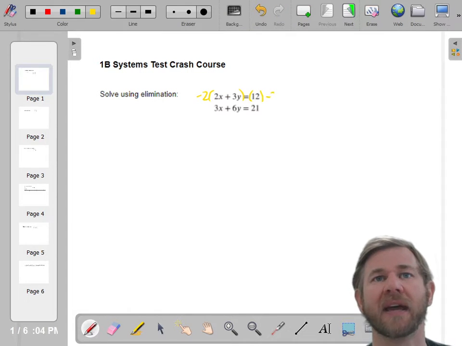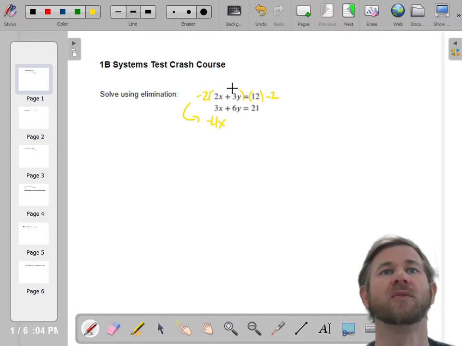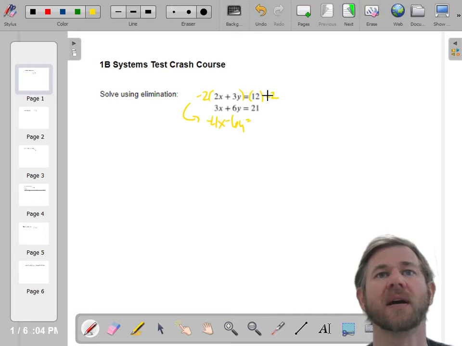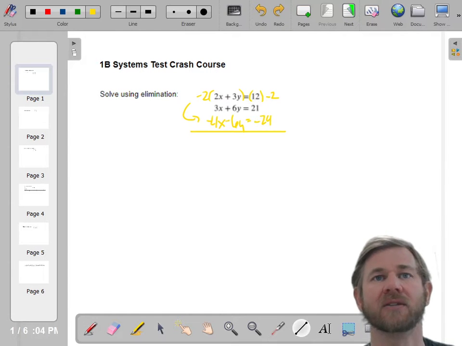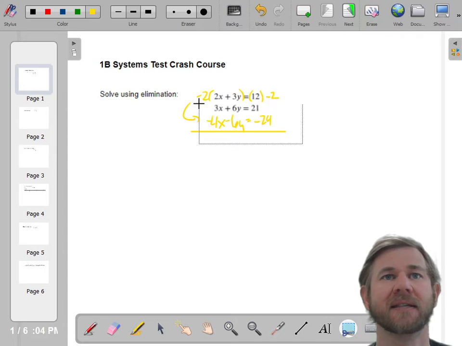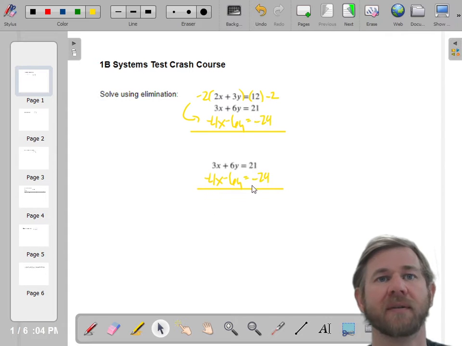And you have to multiply everything by negative 2. So now this will be negative 2 times 2 is negative 4x. Negative 2 times 3y is negative 6y. Negative 2 times 12 is negative 24. Now I'm going to add those together. So I'm going to add these two lines here. If you're not sure what I'm adding, it's these two. So I'm just going to bring those out.